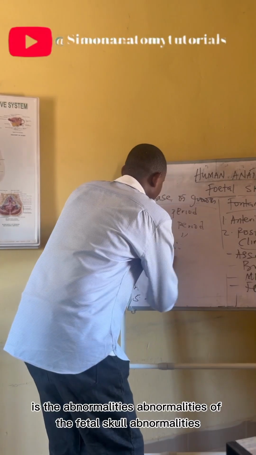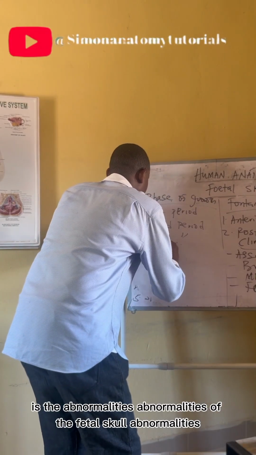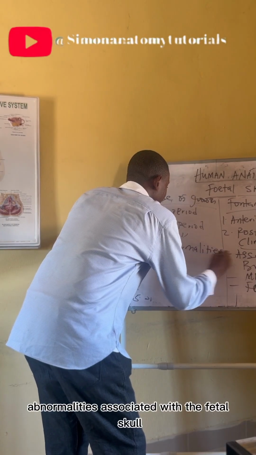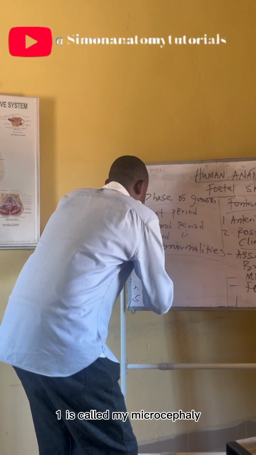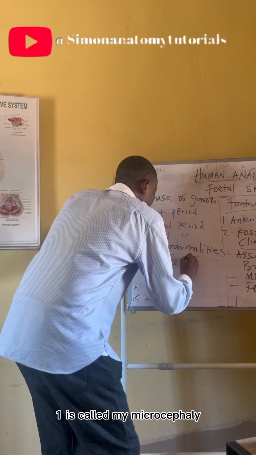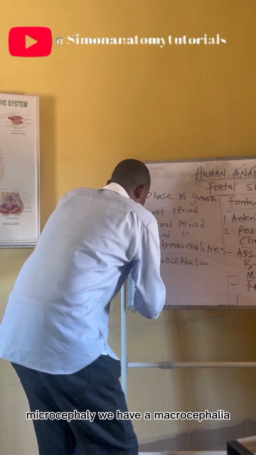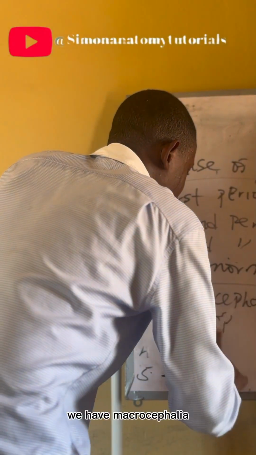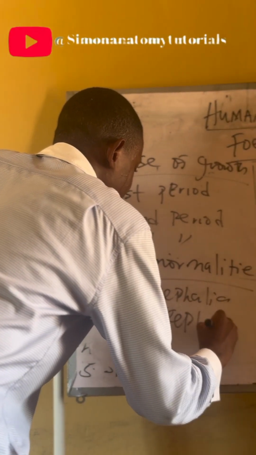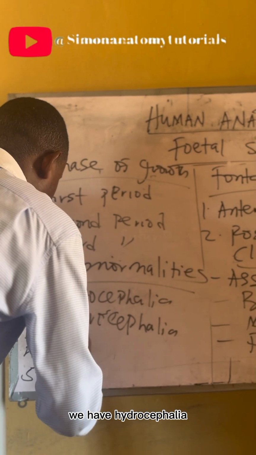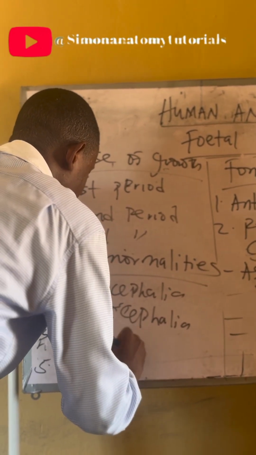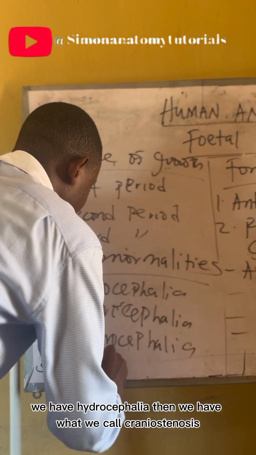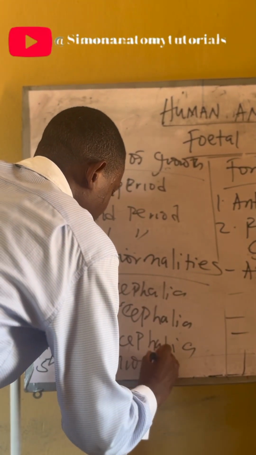Then finally, on the fetal skull is the abnormalities of the fetal skull. Abnormalities associated with the fetal skull. One is called microcephalia. We have macrocephalia. We have hydrocephalia. Then we have what we call craniosynostosis.